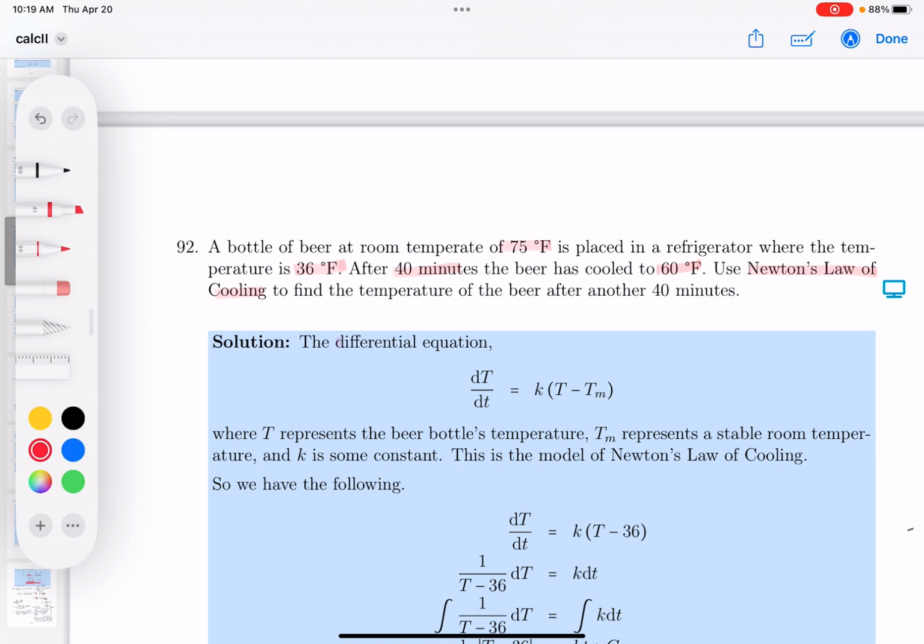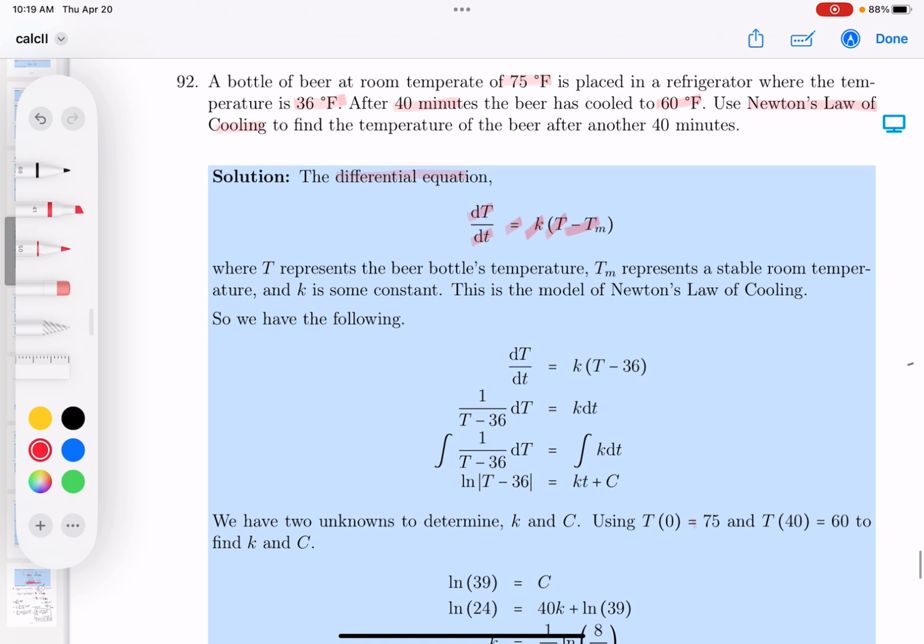That's a differential equation, and that differential equation is the change in temperature of the object with respect to time is equal to some constant times the temperature of that object minus the stable room temperature, all right? So then the question is, do I know these things over here? Well, I know the stable room temperature, but I don't know the K, all right? So what do I do? I write down what I do know.